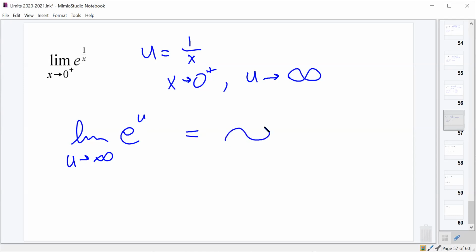Positive infinity. Wait, but won't 1 over x be getting smaller and smaller? No, because x is approaching 0 from the right. So the x values are getting very small, like 0.000000001, and 1 divided by that is a very large value. Okay, I see. Good. Any other questions on that one, or is everybody else okay with that for now?